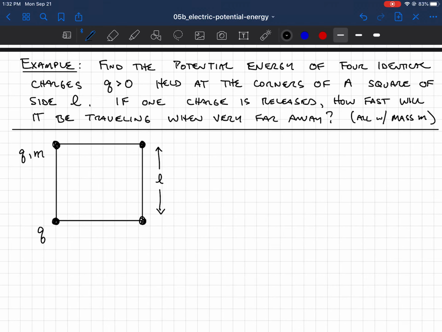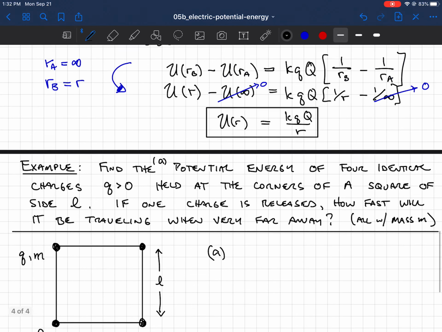And we're asked two questions. The first question is, what is the potential energy? Call that part A. Of the 4 identical charges held at the corners of the square. So something is holding them there. They're positive charges, so they would experience repulsive forces, but there must be something holding them there. And we're asked, what is the potential energy?